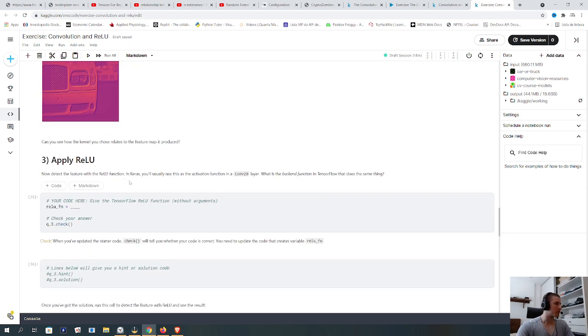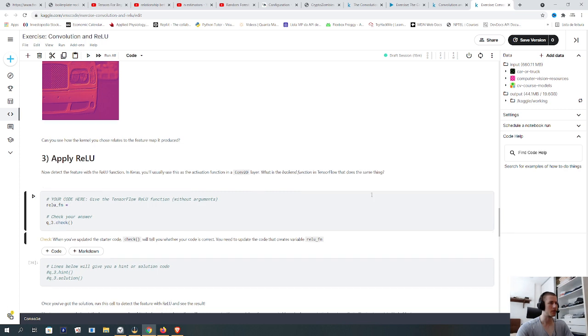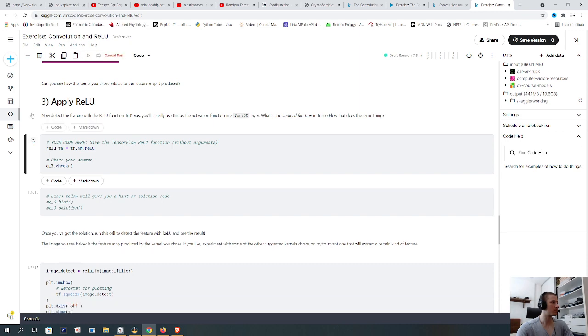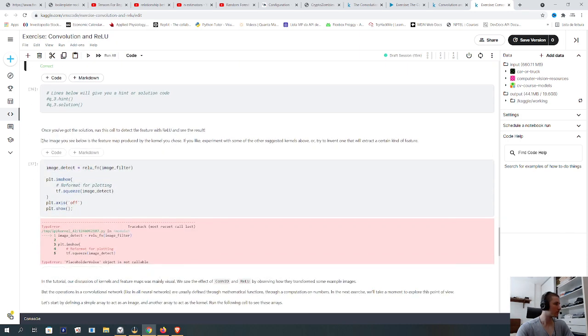Now detect the feature with the relu function. In kernels, you usually use this as the activation function in a conv layer. What is the backend function in TensorFlow that does the same thing? tf.nn.relu. Correct. Once you've got the solution, run the cell to detect the features and see the results.